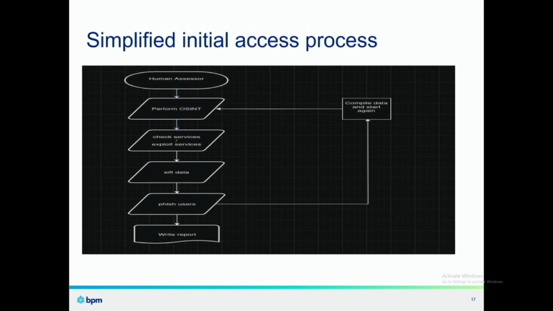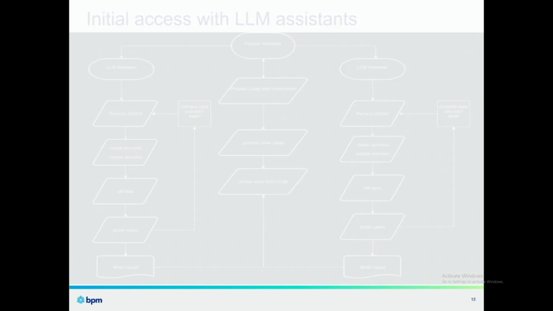So here's a simplified initial process. The high level here is the human assessor is going through a loop and performing things like open source intelligence, checking and exploiting services, sifting that data, phishing users, and then going back up to one of these other bullets, starting there again, moving back through. At some point I run out of time and I need to produce a report.